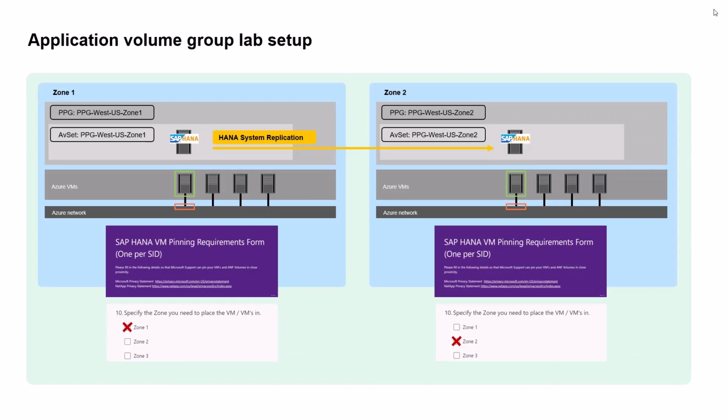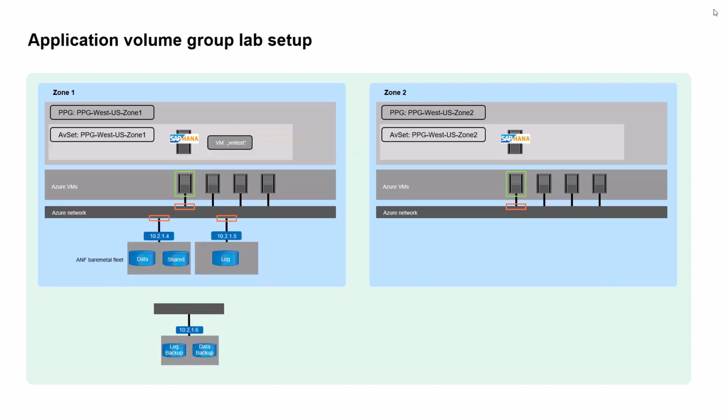HANA System Replication is typically configured across two different availability zones. The primary system runs, for example, in Zone 1, the secondary in Zone 2. To ensure that the secondary system's volumes are provisioned in Zone 2, a second PPG and availability set must be configured. When issuing the pinning request, you must provide the corresponding zone in the questionnaire. With that in mind, our starting point would be a single host system provisioned in Zone 1 and a secondary host within a PPG and AV set pinned in Zone 2.